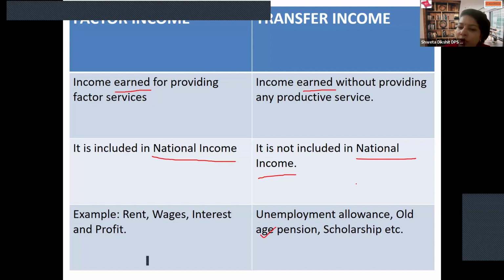Whereas if you talk about the old age pension, which is given by the government in the name of social welfare to any random old age people, that's not a factor income. That is a transfer income. So this is a very basic and very minute difference where the children generally commit mistakes, and it is very much there in the sample paper this year. So please keep it in mind.